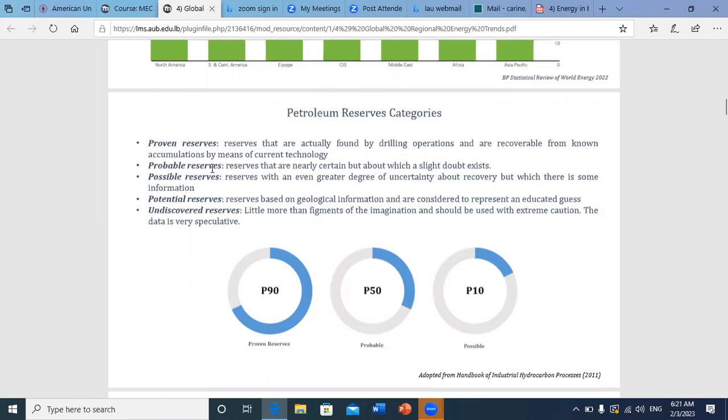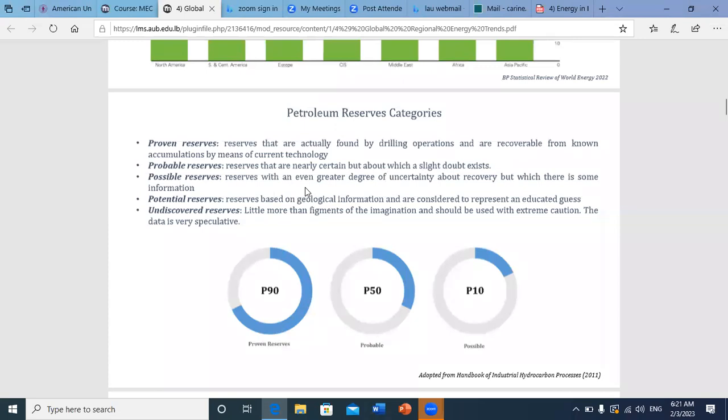So probable reserves are reserves that are nearly certain, but about which we still have a slight doubt. Possible reserves are reserves with an even greater degree of uncertainty about recovery, but for which there is some information. So, in general, whenever we start, we can say such zones probably will contain, let's say, gas or fossil fuels, and we do this from geological analysis. But once we do the drilling process, we can be sure if we have them.